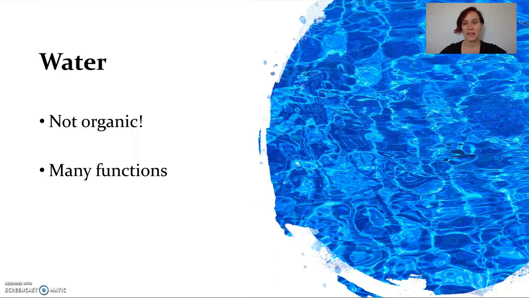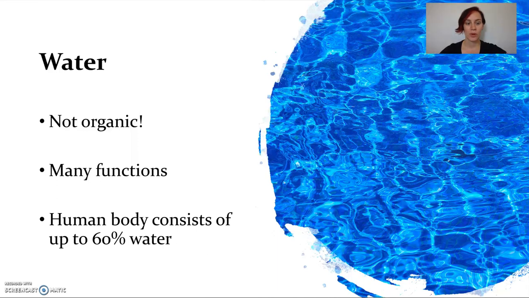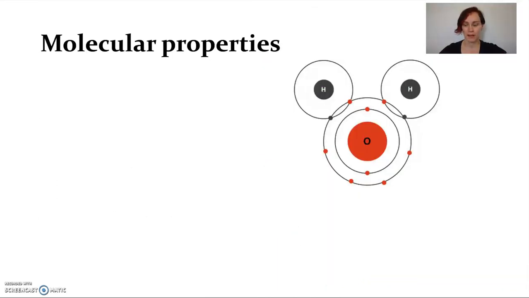It's a liquid in our body, so it moves around and gives a bit of flexibility as well. Up to 60% of the human body consists of water, which is quite a lot. All right, so it has some very interesting molecular properties that we need to understand, because if we understand its properties, we can understand how it does what it does.